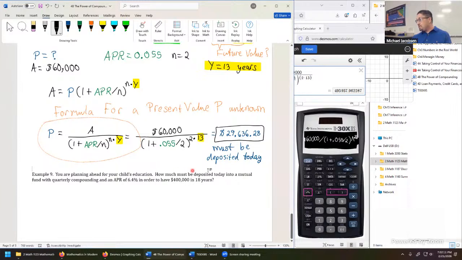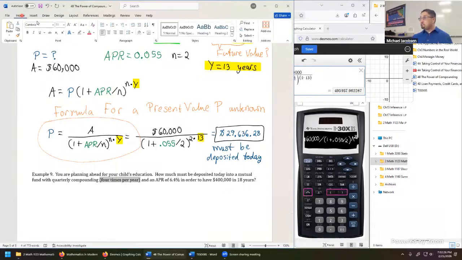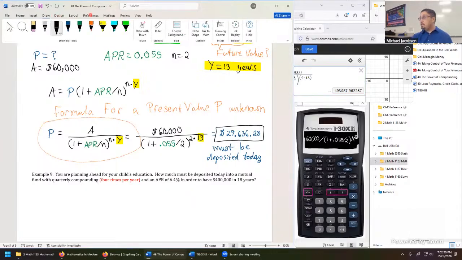How much must be deposited today into a mutual fund this time? This one has quarterly compounding. And I want to add to the notes, if this was an exam question, I would write 4 times per year. Let me just throw that in as a quick edit. APR is going to be 6.4% on this one.